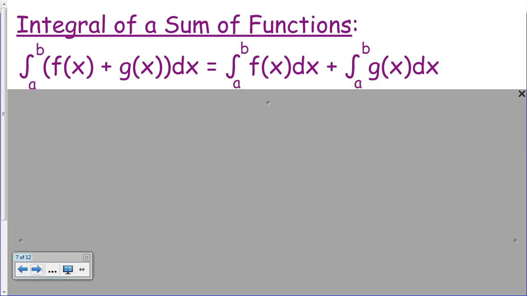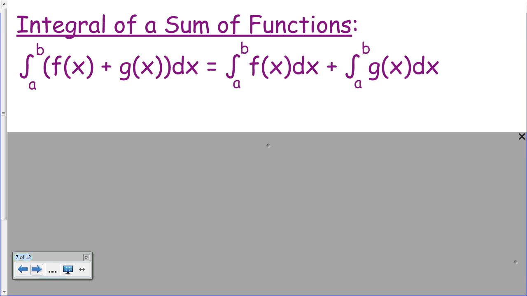All right. The next property, there's actually two of them here. These look very similar to properties you've seen for limits, derivatives, and indefinite integrals. And actually, it's basically the same property that we have for definite integrals. This is the integral of a sum of functions. So if we have the definite integral from a to b of f of x plus g of x dx, the sum of functions f and g, that turns out to be equal to the definite integral from a to b of f of x dx plus the definite integral from a to b of g of x dx. So the definite integral of a sum is equal to the sum of the definite integrals.